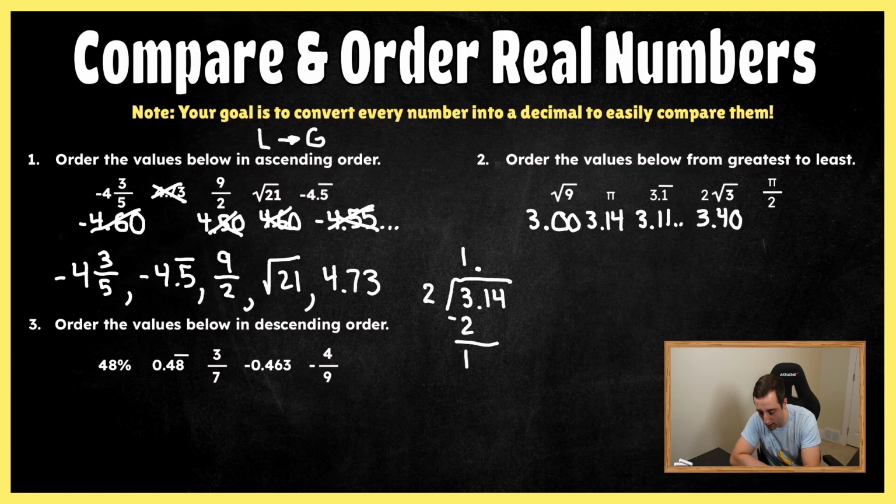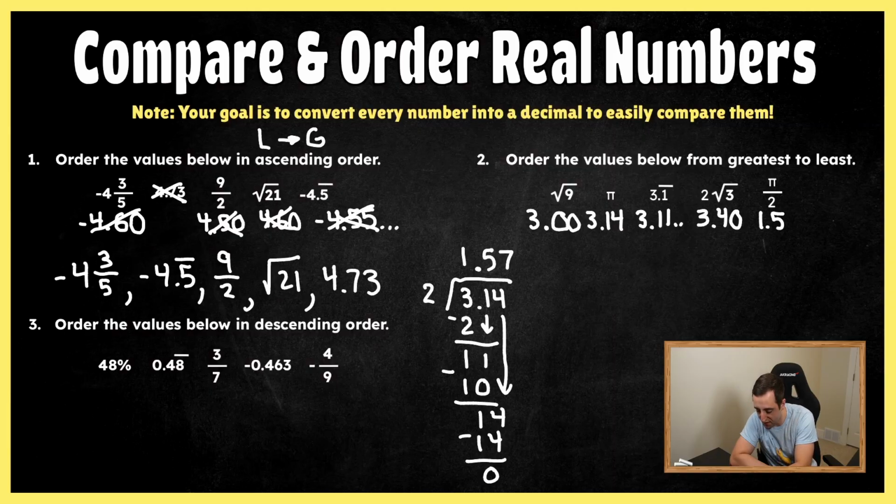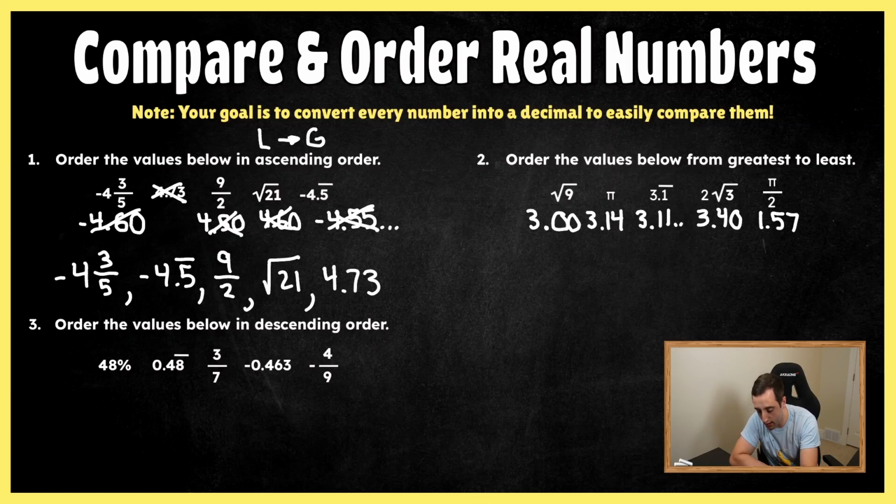2 doesn't fit into 1 at all, so let's move that 1 down. 2 fits into 11 5 times. 2 times 5 is 10. We subtract, we get a remainder of 1. 2 doesn't fit into 1, we bring that 4 down, and 2 fits into 14 7 times perfectly. We subtract, we get a remainder of 0. So our answer for this one is 1 and 57/100ths. And now everything is in the correct format, which is a decimal, and they all go to the hundredths place.